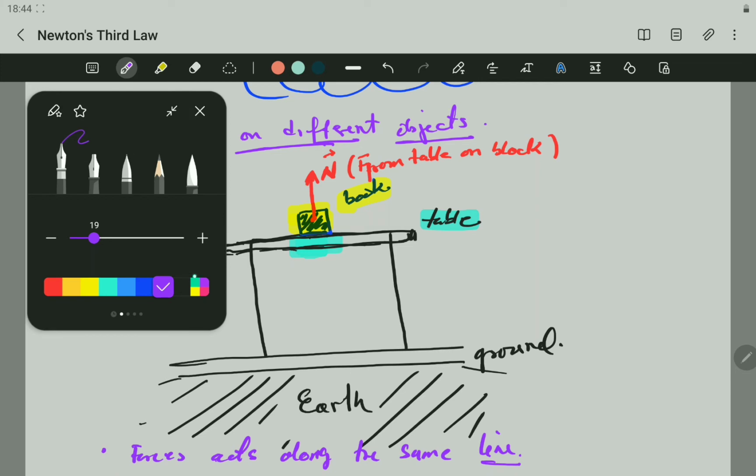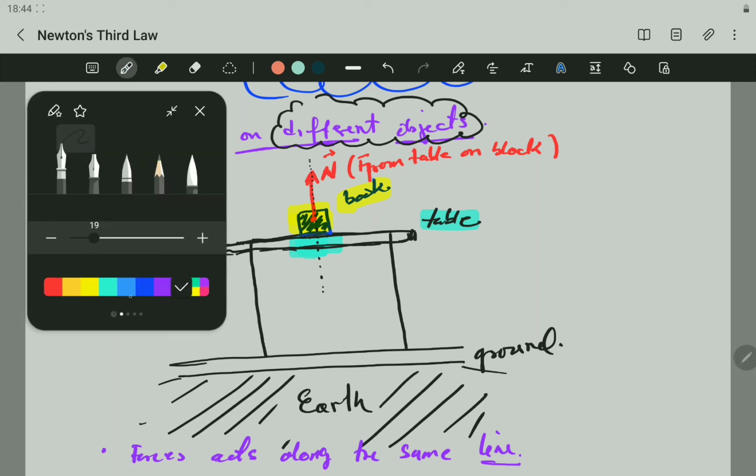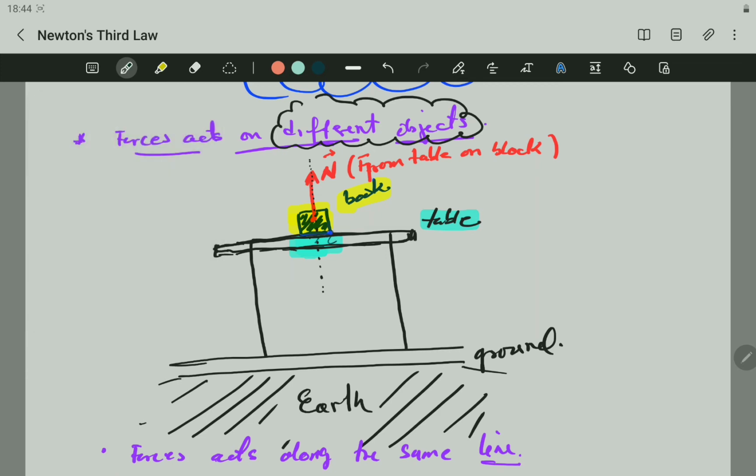That means the reaction force to this force from the surface must be along the same line along which this force is acting. But remember, they are acting on different objects. The objects are the block and the table. The table is acting on the block with a force we call the normal force, from table on block. And the block is acting on the table with a force that we can call apparent weight. That is the force from block on table.